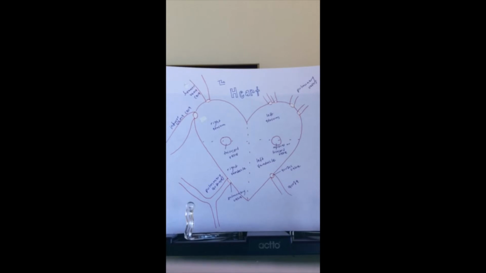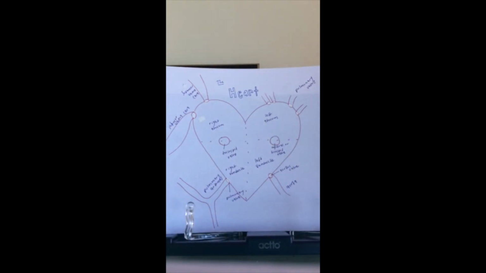The valve between the right atrium and the right ventricle is known as a tricuspid valve, 3 leaflets, while the valve between the left atrium and the left ventricle is known as a mitral or bicuspid valve, 2 leaflets. The valve that separates the right ventricle from the pulmonary circulation is known as a pulmonary valve, while the valve that separates the left ventricle from the aorta is known as the aortic valve. Both semilunar valves have 3 leaflets.